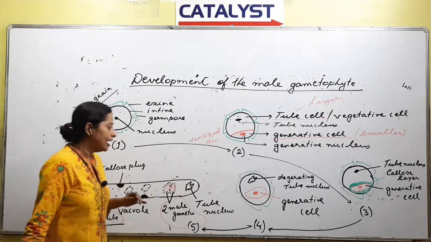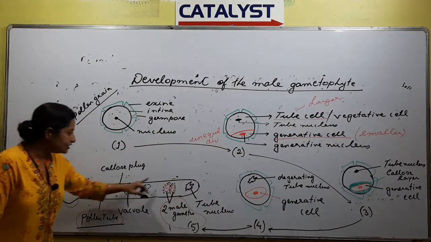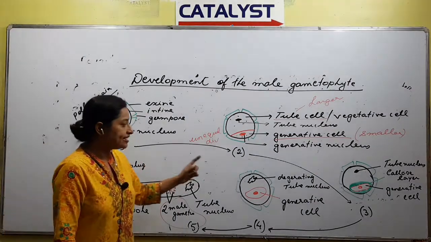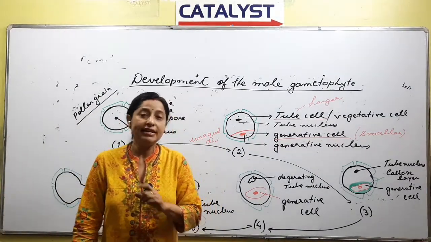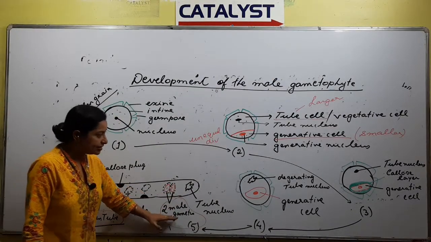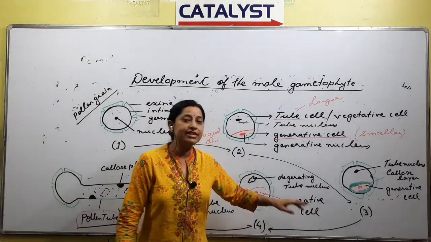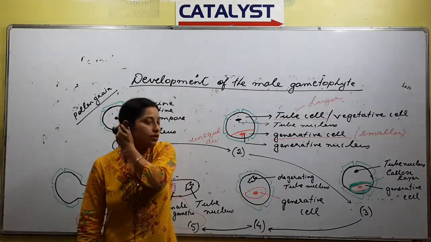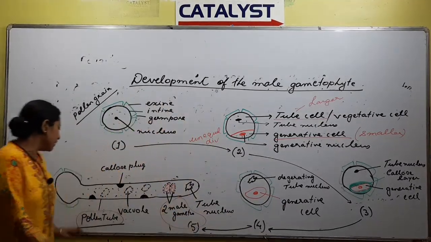Next, when the pollen tube is formed, the tube nucleus goes in first, and in the next step the generative cell also passes into the pollen tube and ultimately divides and forms two male gametes. The generative cell divides and forms two cells, and those cells are what we call male gametes. So this is how it looks.